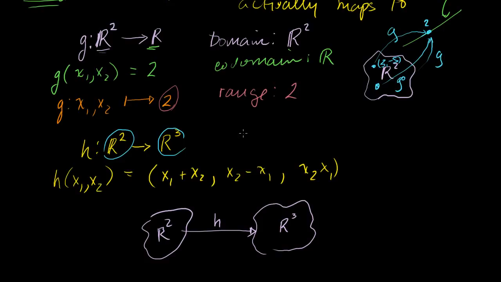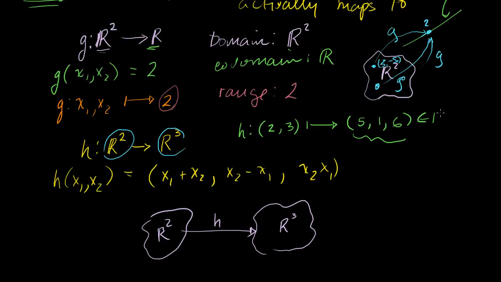Let's take our h of, and let me use my other notation. Let's say I wanted to find the mapping from the point in R2, let's say the point 2, 3. Then my function tells me that this will map to the point in R3. I add the 2 terms, so 2 plus 3, so it's 5. I find the difference between x2 and x1, so 3 minus 2 is 1. And then I multiply them, 6. So clearly, this will be in the range. This is a member of the range.